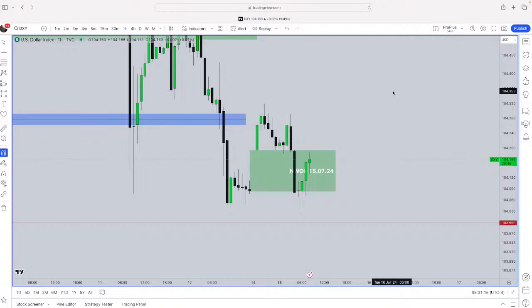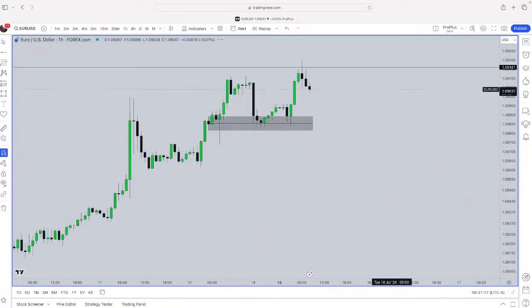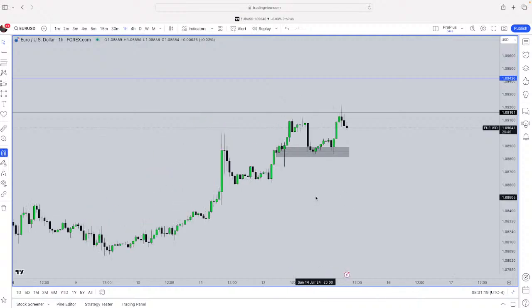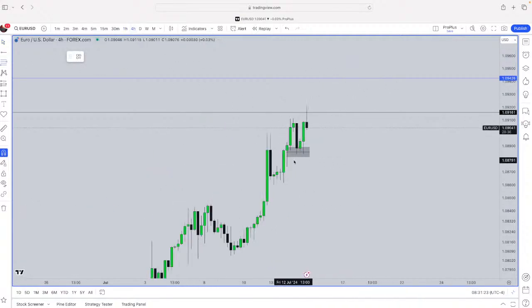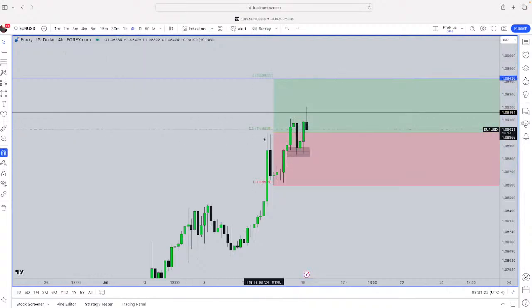So that could be something to look for. Euro, if this is the next draw on liquidity, take a look at the 4 hour. Draw it from this low to the draw on liquidity. Then this is a bullish order block here.